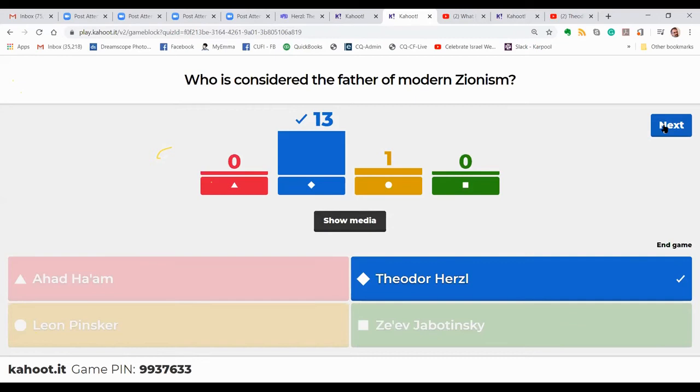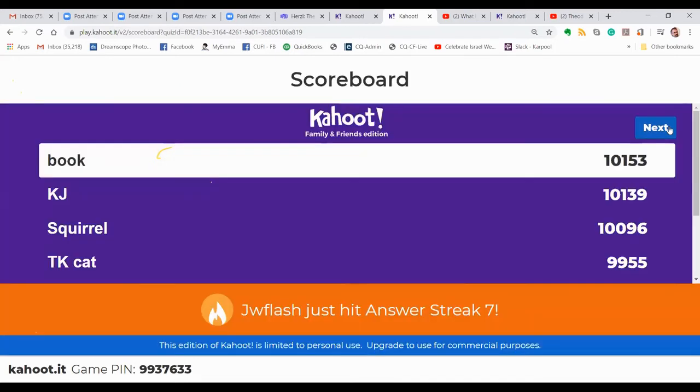Theodor Herzl is considered the father of modern Zionism. It's a little bit of a tricky question because there are others like Leon Pinsker and Ahad Ha'am that were before Herzl was in the picture, but Herzl is the one considered to be the father of modern Zionism. Very good, everybody. By the way, the wrong one was me again. Let's see, the standing is really good. Again, very close there.